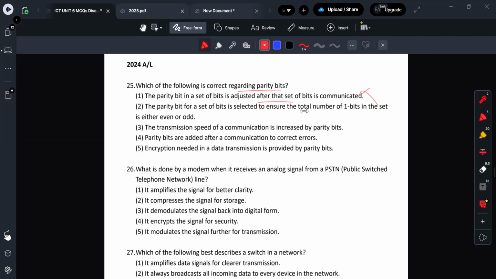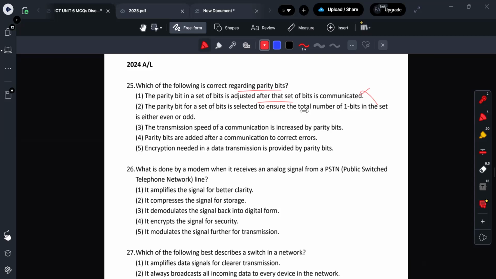Finishing my target. Yes. So what is a parity bit? It is an error detection mechanism, right? I already explained those. So option 1, they are saying the parity bit is added after. No, the parity bit is calculated and added before transmission, not after, right? So that's why that is wrong.